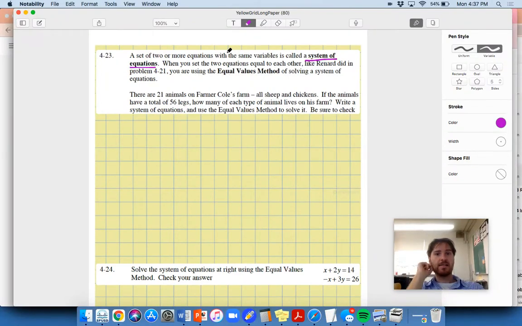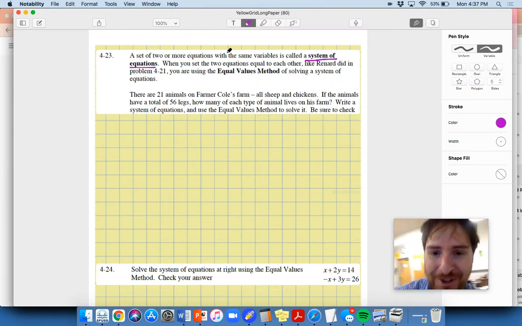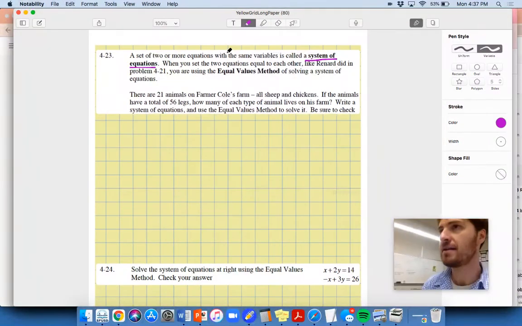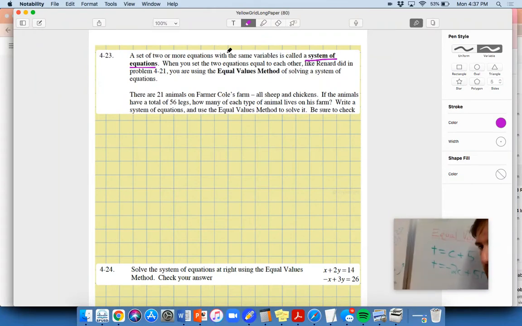Anyways, when you set 2 equations equal to each other, like Renard did in problem 421, you're doing something called the equal values method of solving a system of equations. Let's go to the board here. Renard's problem, equal values method. Remember, he got them to equal values. Does this look familiar to you? Renard's problem with the taffy: there were 5 more bags of taffy than there were of caramel. So that's why we have t equals c plus 5.